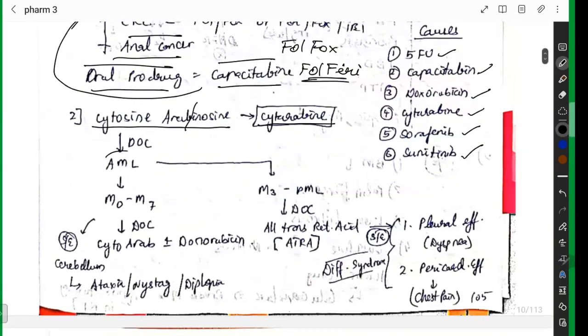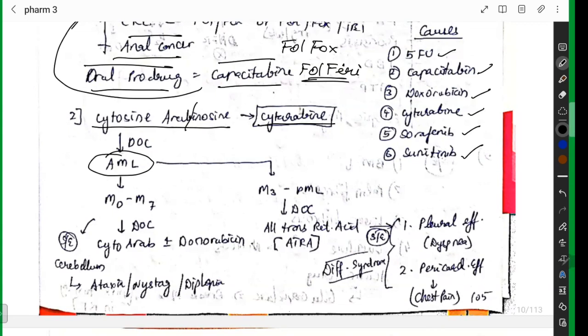Can you tell me what drug we have already given for AML? The other drug which we have already told as a drug of choice for AML. Can you tell me what is the drug we have given for AML?